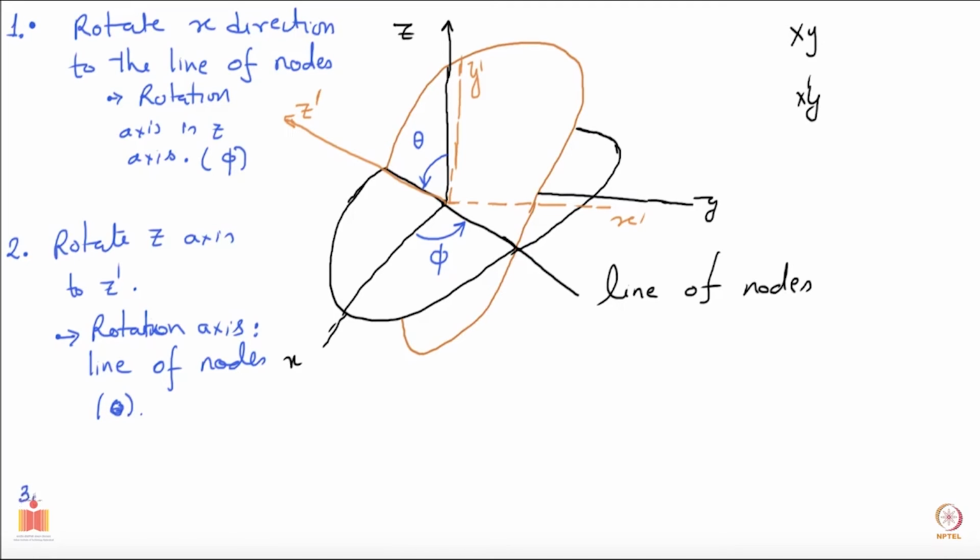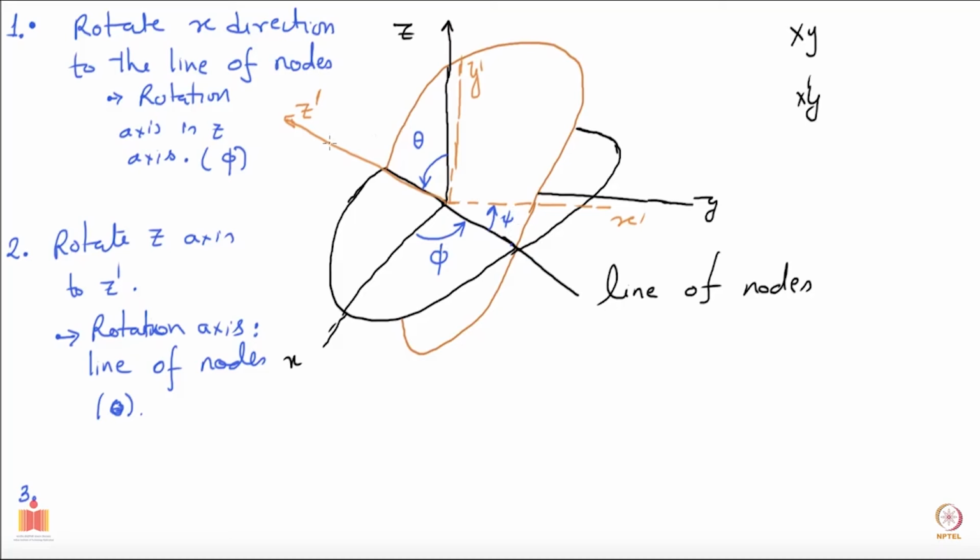Okay, good. Now what is the situation? The z axis has come to z prime, its final destination. As far as the z axis is concerned, it is at the right place. As far as the x axis is concerned, it is here, but it should have been here, and the y axis is somewhere else. Now I take my x axis, which is lying on the line of nodes, and rotate it by angle psi in the x prime y prime plane. When I do it, my x axis would have moved to x prime.